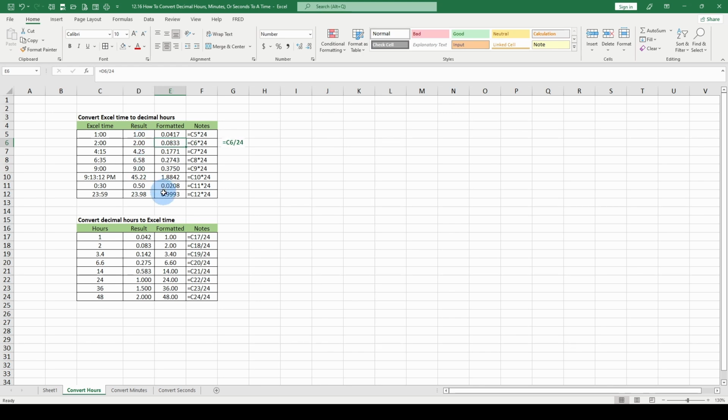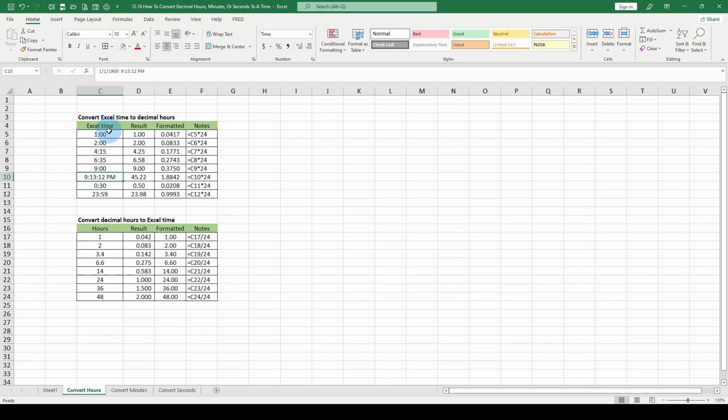This represents D6 divided by 24 represents what? Well, 2 divided by 24 is our representation of time. That represents 0.083 of a day. That translates to 2 a.m. in Excel's calculations. If we move down a ways, let's take a look here.